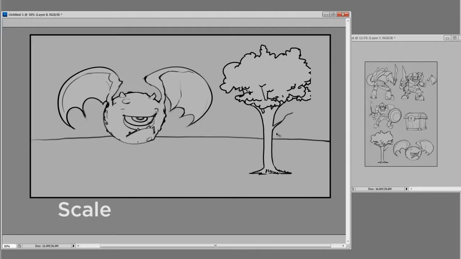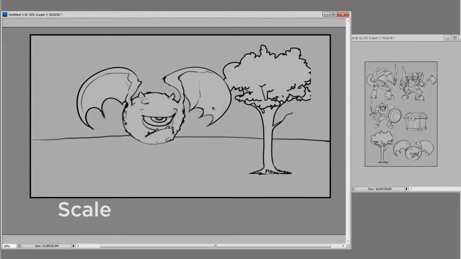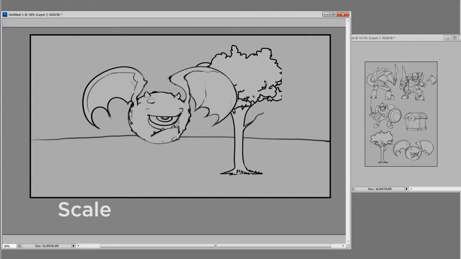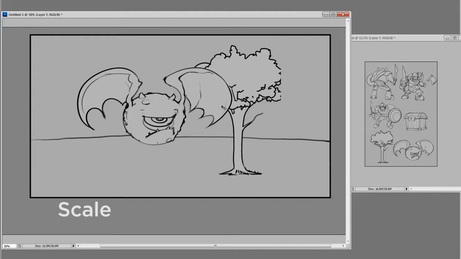So the first thing you can do is talk about overlapping. So if I have the bad guy in front of the tree, this tells you something about their spatial relations. You can tell that the bad guy is closer to you than the tree. But this still doesn't tell me how big the bad guy is.